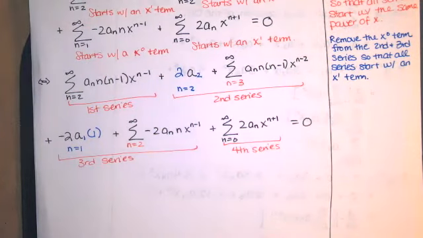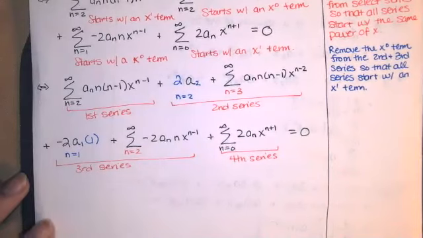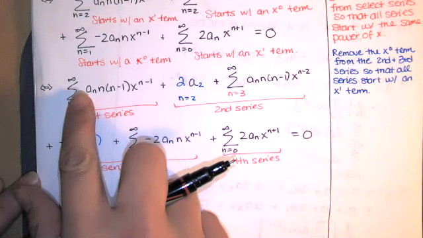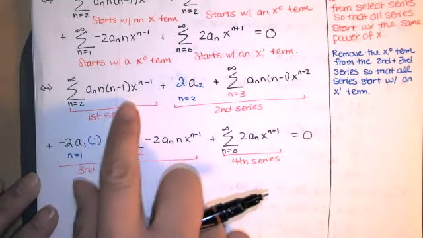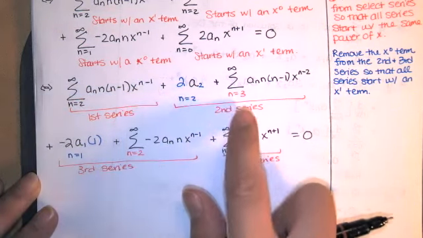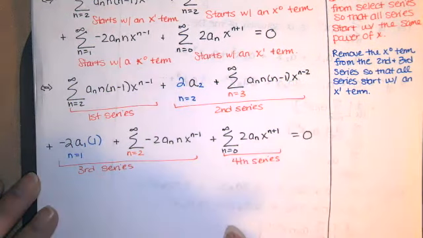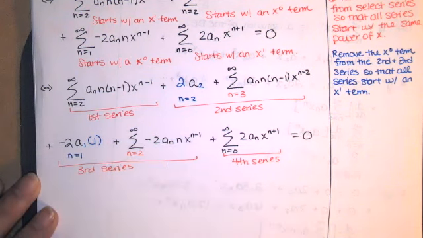all start with an x to the first term, but they don't look the same. The next necessary step is to make them look the same so that it's obvious what the relationship is between the coefficients. So when n equals 2 here, we get an x to the 2 minus 1. That's going to be an x to the first. When n equals 3 here, we have an x to the 3 minus 2, which is also an x to the first. When n equals 2 here, you've got x to the 2 minus 1, which is an x to the first. When n equals 0, we get an x to the first as well.